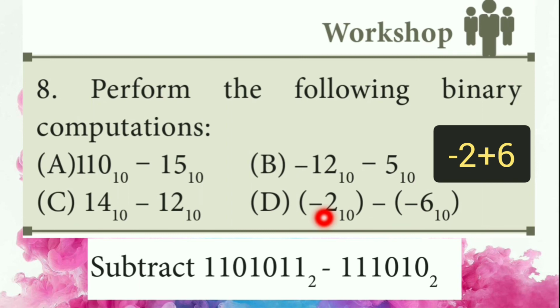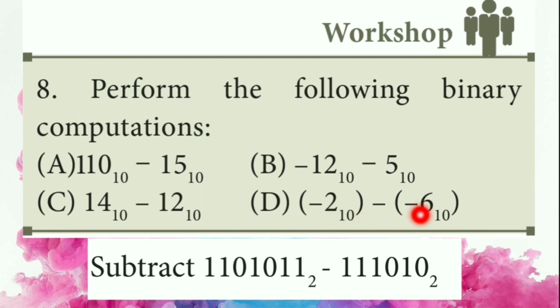For minus 2 you have to find 1's and 2's complement, and then you can find the binary equivalent of 6 and you can do addition. It is up to you. If you want you can do addition or you can perform 1's and 2's complement for both the numbers and you can do subtraction. And finally you have one binary number for subtraction.